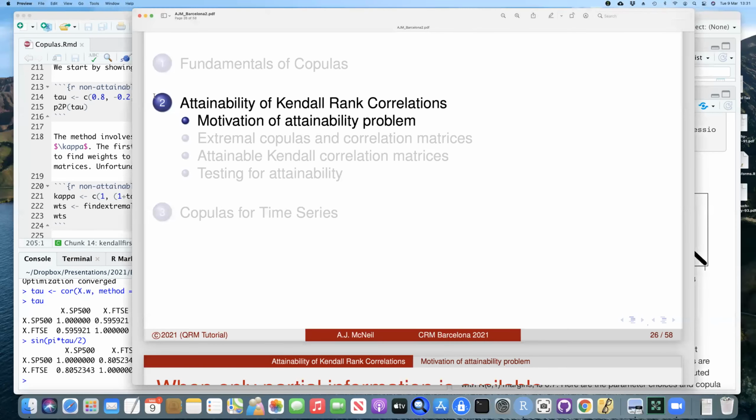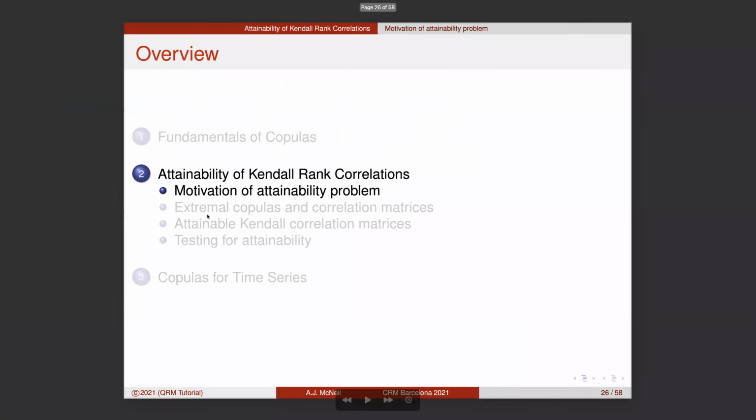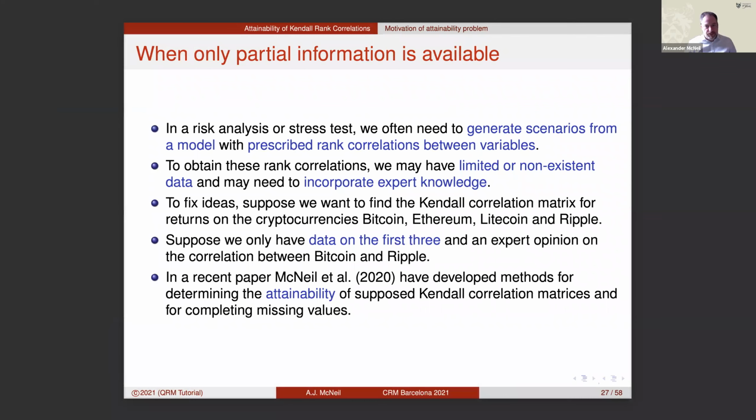So let me share my screen and go into full screen. So I think you are looking at chapter 2, Attainability of Kendall rank correlations. I'll go back to the motivation, which is when we have limited or non-existent data, and we may want to incorporate expert knowledge about correlations. And we have to make sure that it makes sense when we do this. There's one example that I'll do towards the end with some cryptocurrency data.